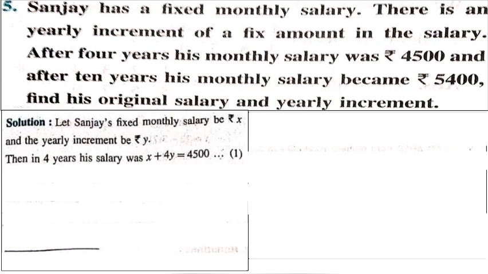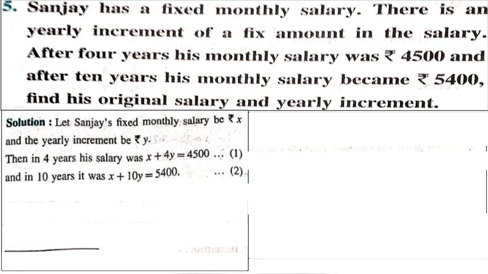In the second year he will get 2y. In the third year he will get 3y. Okay, 3 times of that increment. And in the fourth year he is getting 4 times of the increment. So it will be x plus 4y is equal to 4,500 would be the salary, right? So it is fixed salary plus increment together becomes 4,500. Let's number this as equation number 1.